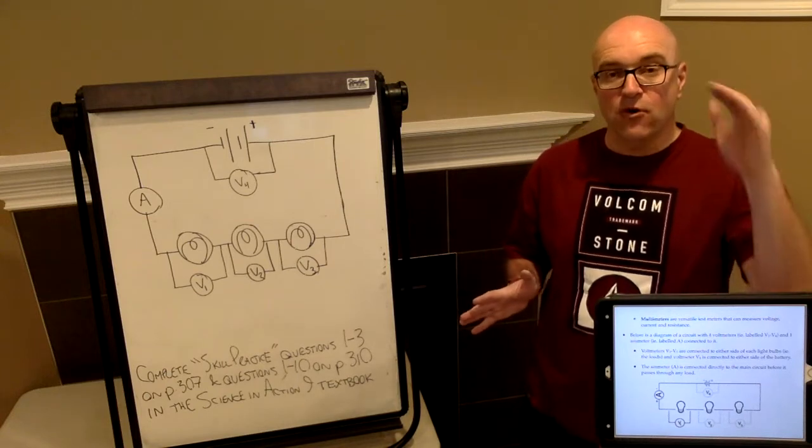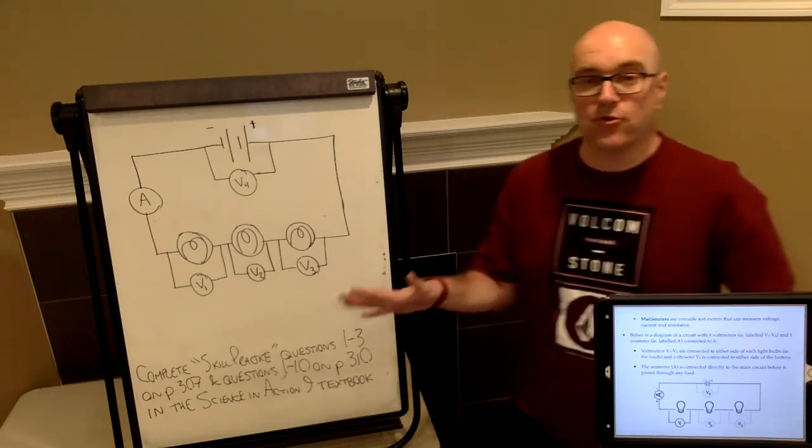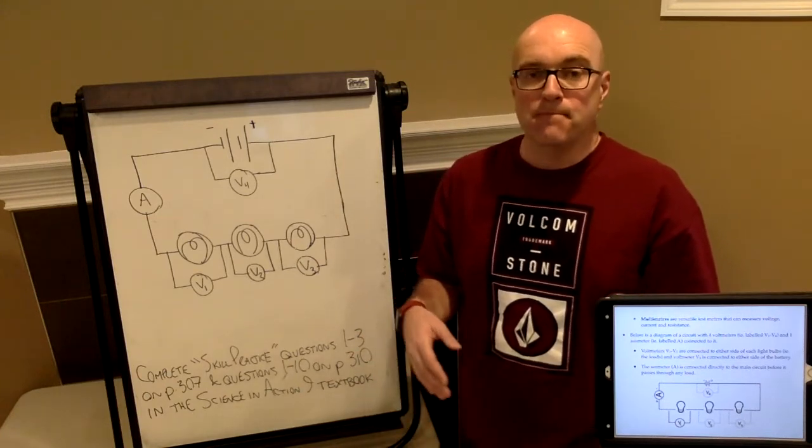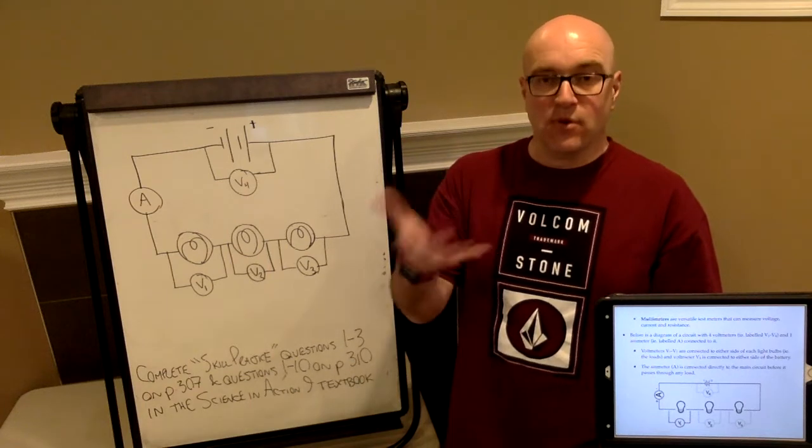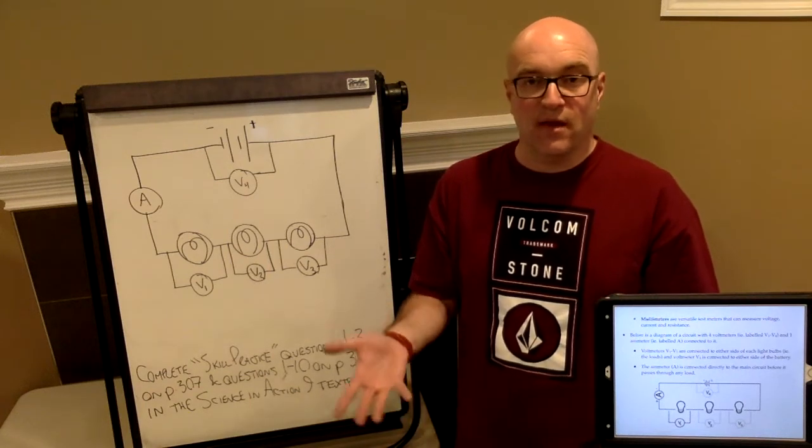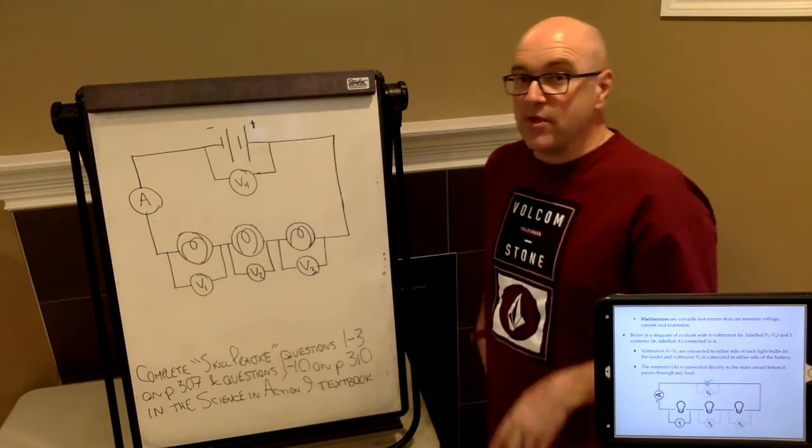So you're going to get voltage drops as you move through anything that's going to give you resistance in the circuit. You're going to see a voltage drop. And that's where these voltmeters come in.